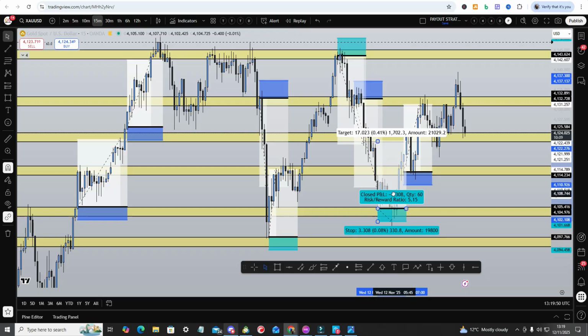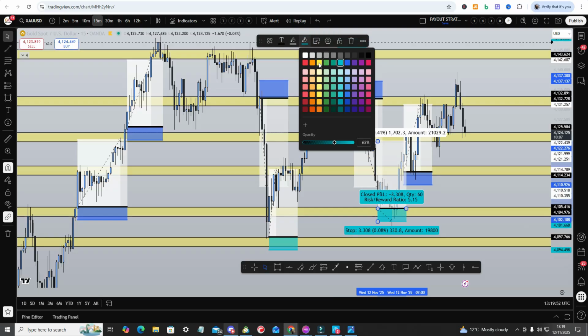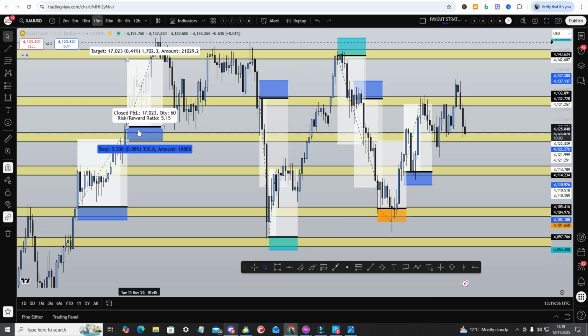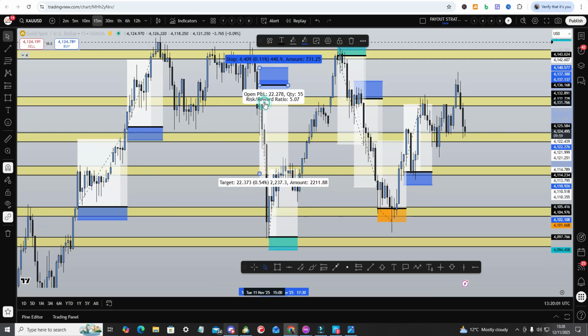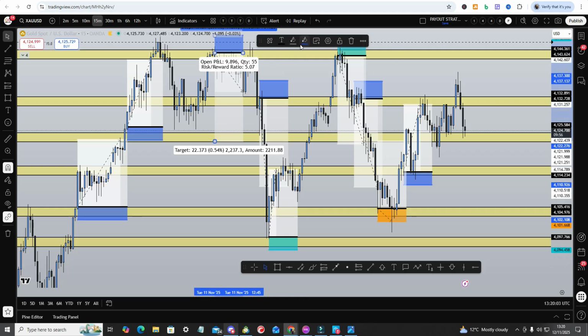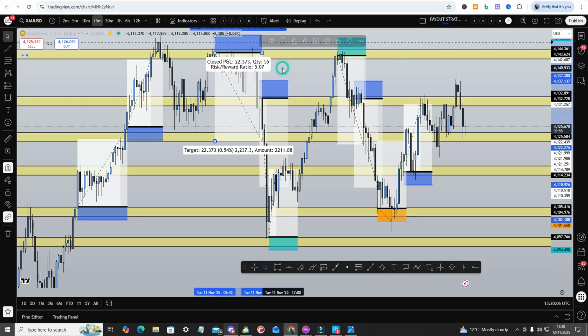See, this one would be a losing trade, so I'll just color this one in. Color orange. I like to color the losses in orange. You've got another one here as well. Okay, so this one, see, look at this.